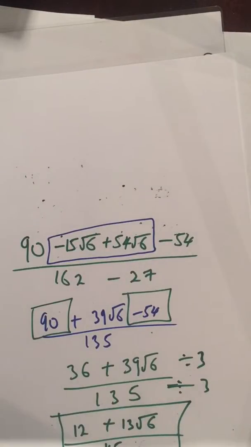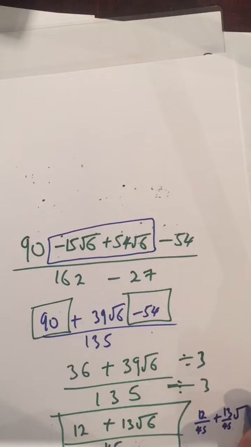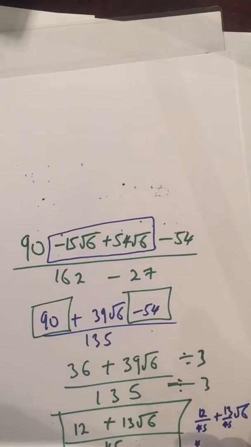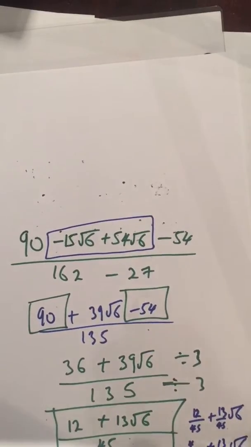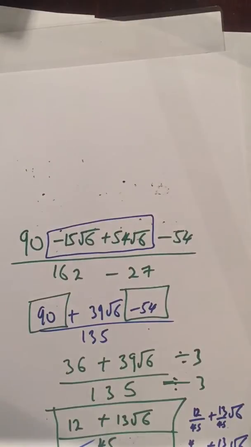You either write it like that, or you write it as 12 over 45 plus 13 over 45 root 6. And if that's the case, 12 and 45 have 3 in common again, so that becomes 4 over 15 plus 13 over 45 root 6. But as long as you get to this point, you've got the mark for it.